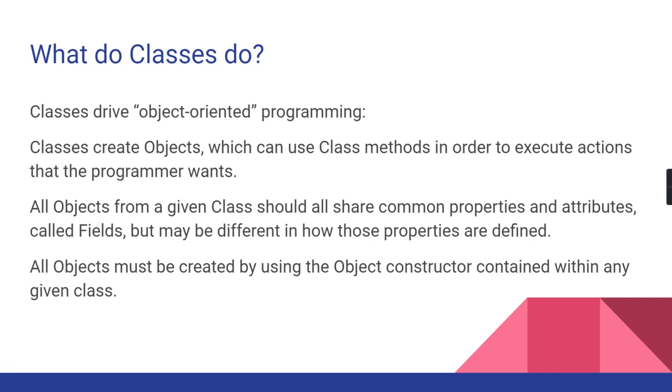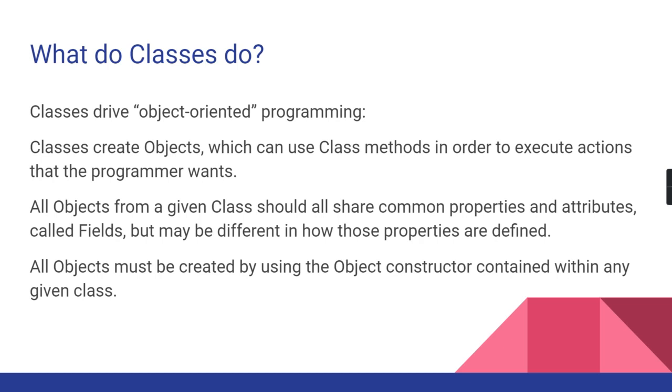The whole classes thing. Java is what's considered an object-oriented programming language, and what that means is that all of your programming is done using objects. And okay, so what are objects? Objects are just things that encode information, and then you can use those things to take actions somehow. And objects are created using classes.